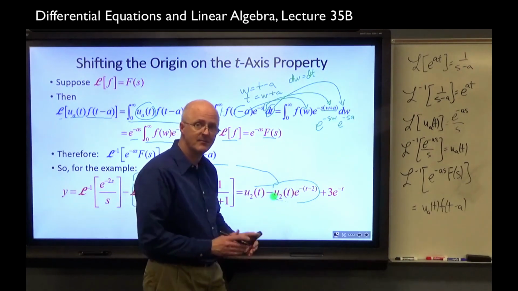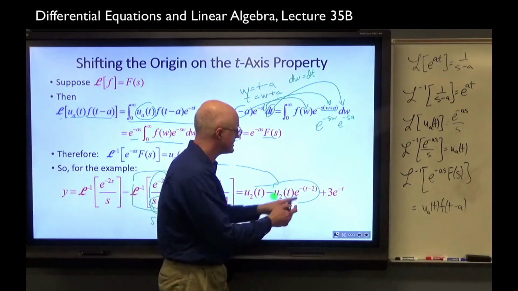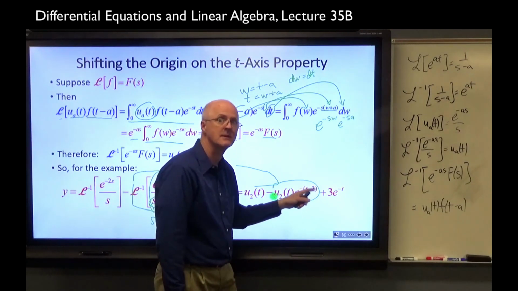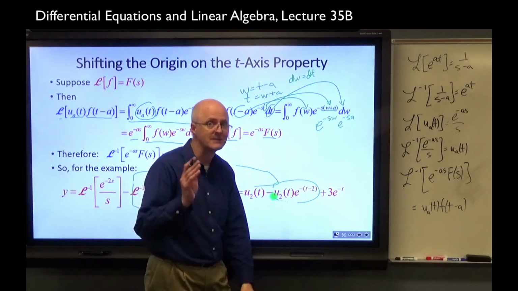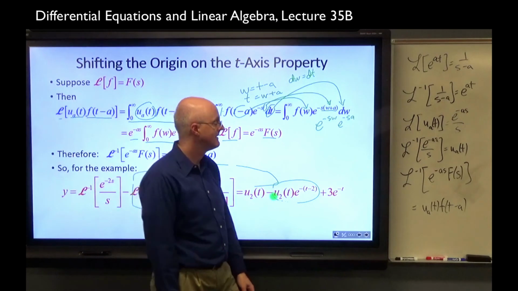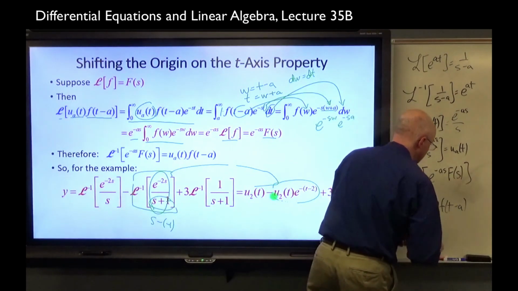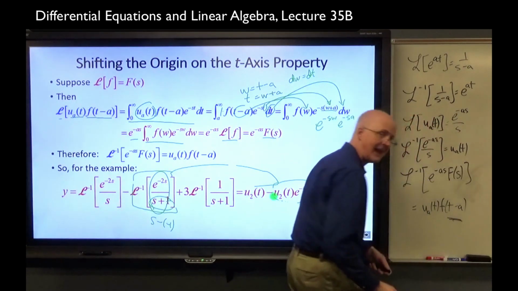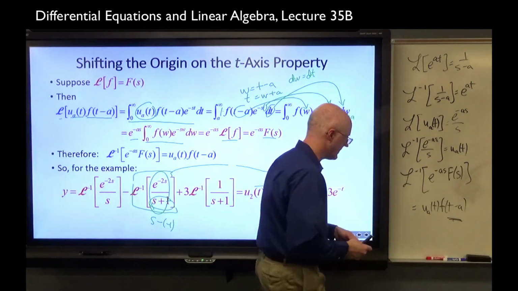The most common place people make a mistake here is they just put a t, negative t there instead of a negative in parentheses t minus 2. That's the most common mistake. You gotta have this t minus a there. That's the most common mistake people make.